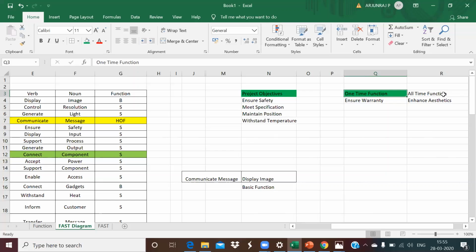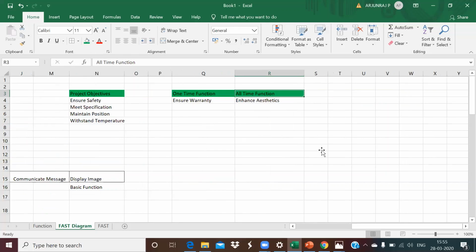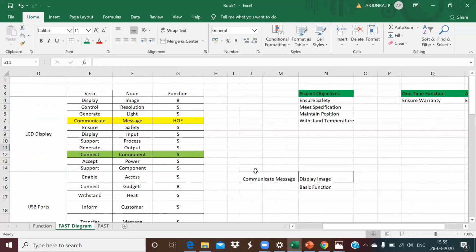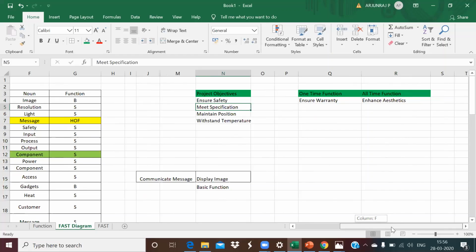Hello? Safety can also be all-time function. Which one? Safety. Yeah, here even ensure safety can either be a project objective or it can be an all-time function. Again, accordingly, the company will allocate the resource. If it is a project objective, then accordingly the resource percentage will be allocated. If it's all-time function, again the resource percentage will be allocated accordingly.